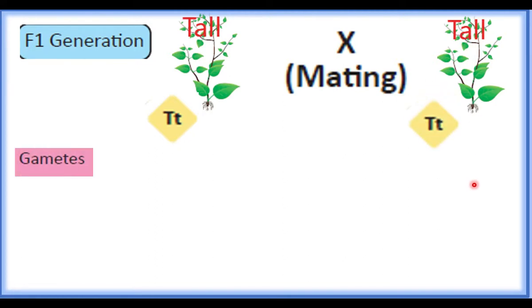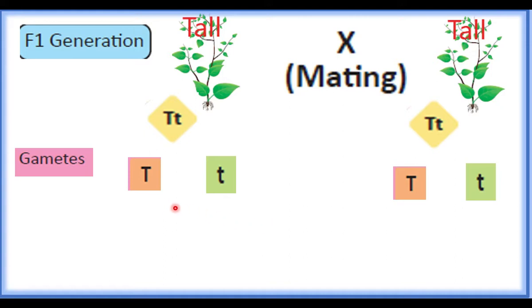During gamete formation, the 2 factors separate, they segregate, they move apart. One of the gametes receives capital T, another gamete receives small t. A gamete does not receive both. A gamete receives either capital T or small t. During gamete formation, these 2 factors move away. They segregate.